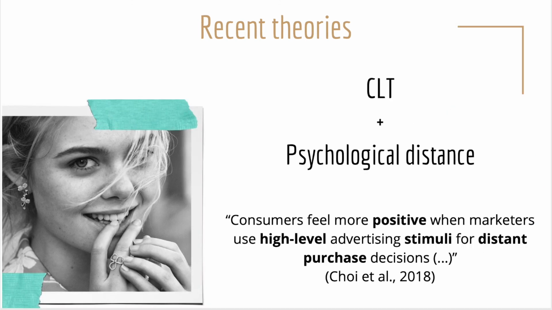The next theory is CLT plus psychological distance. CLT is construal level theory, which describes basically how individuals interpret distant objects. And psychological distance is egocentric: its reference point is the self in the here and now, and the different ways in which an object might be far from that reference point, meaning in time, space, social distance, and hypotheticality.